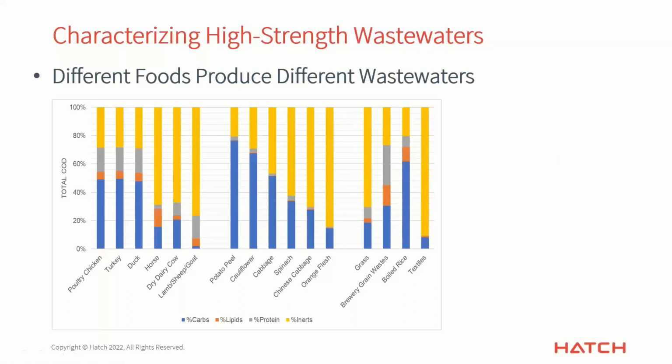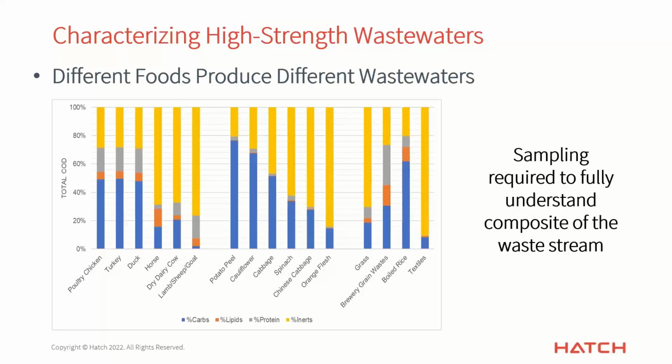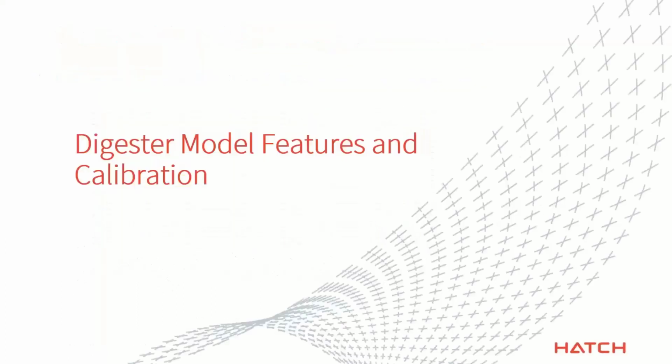Of course, that's such a key thing, the loading to your digester. If it's got a lot of inerts in it, you're not going to get as much gas out of that. So the conclusion to that is that you've really got to do some sampling of that waste coming in to understand what that composition is. Okay, so that was basically about characterization.